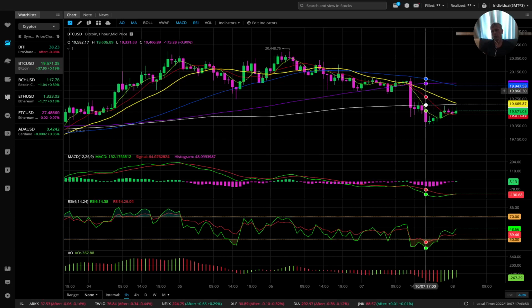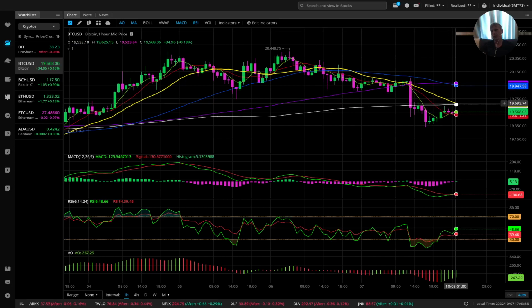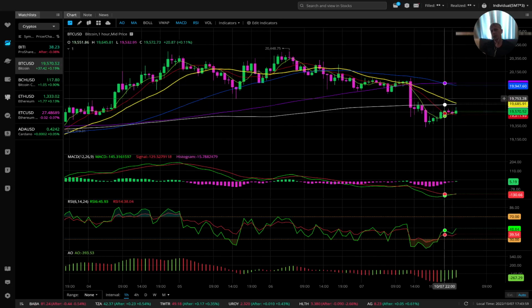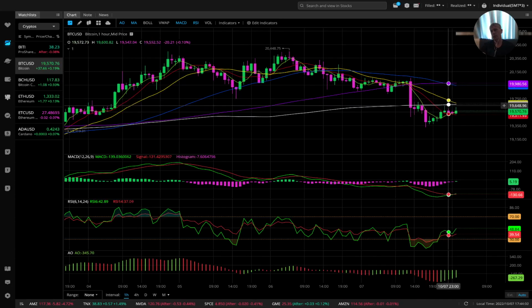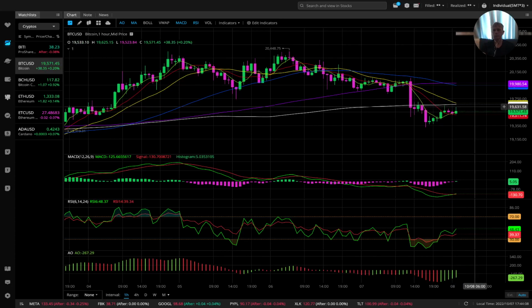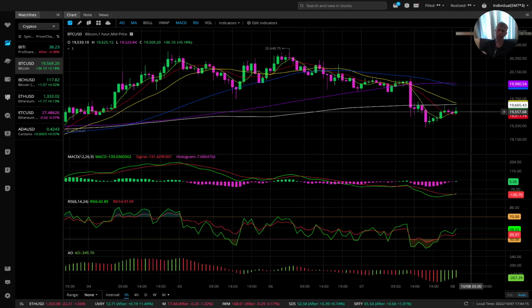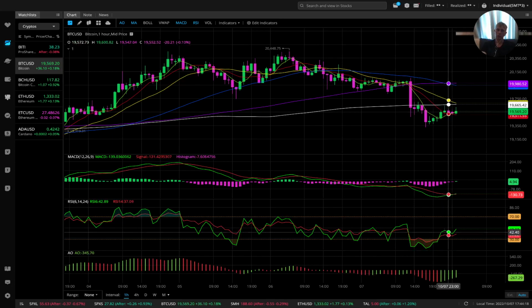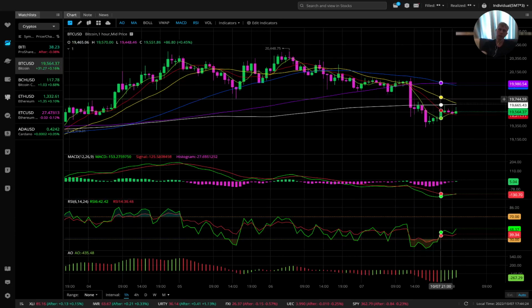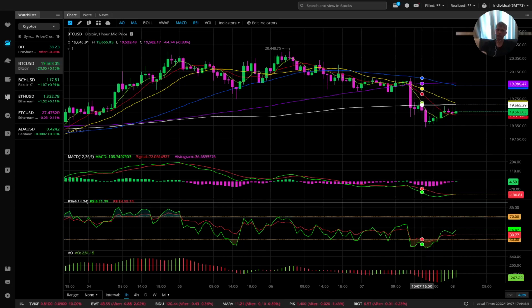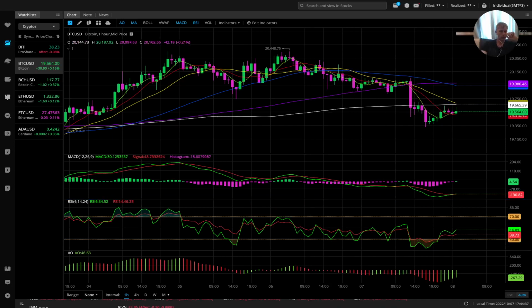But I'm worried about MA20. MA20 wants to do a bearish crossover with MA200. It is a bearish trend on MA20. But MACD confirmed a bullish trend. It's kind of mixed mode. Also bullish on the RSI, bullish on the awesome oscillator. Bullish on all our indicators, only MA20 is kind of in a bearish direction. But all indicators are in the bullish direction on 1 hour.